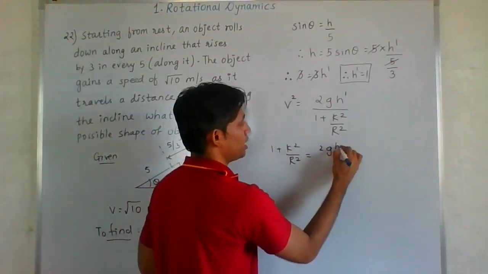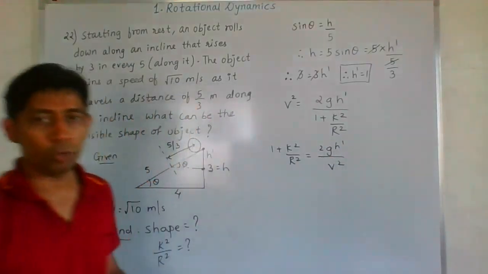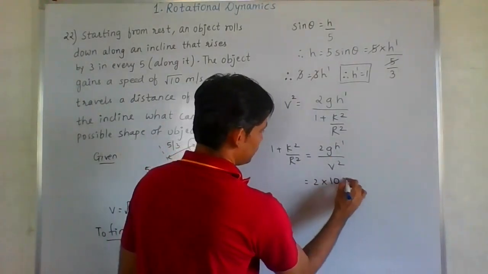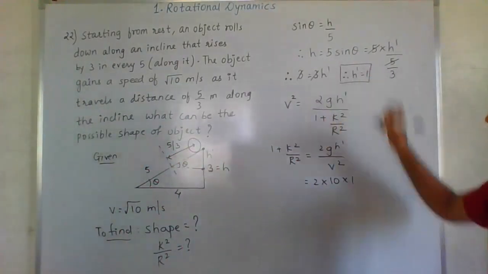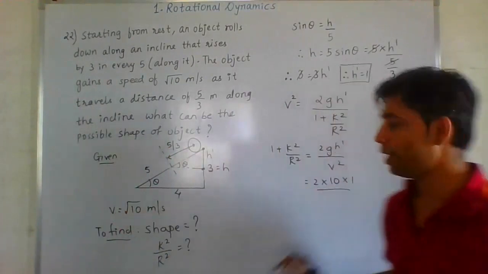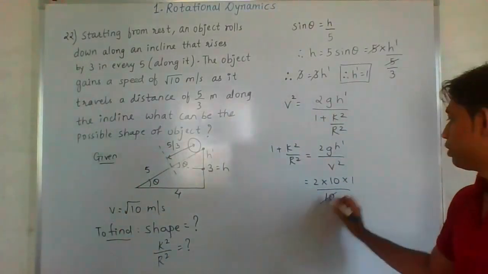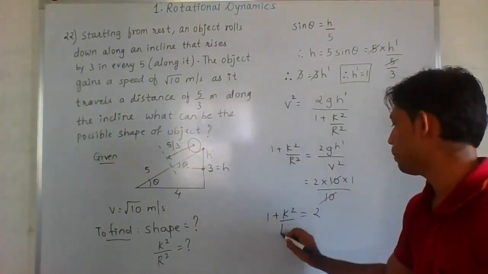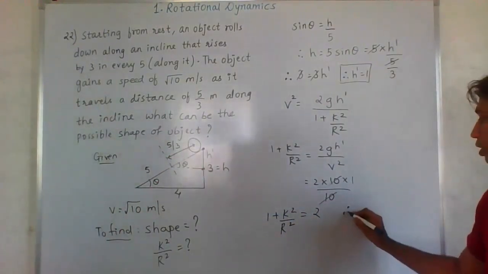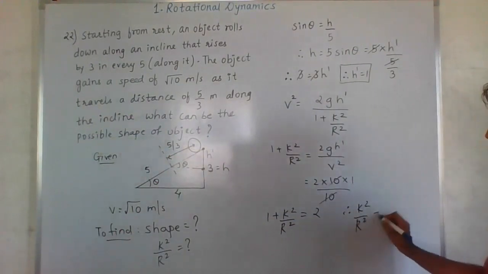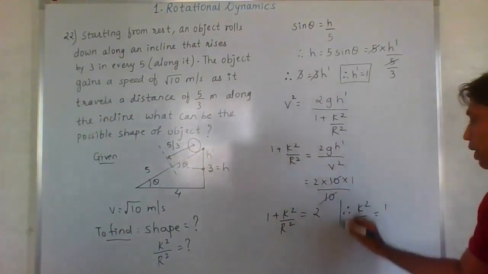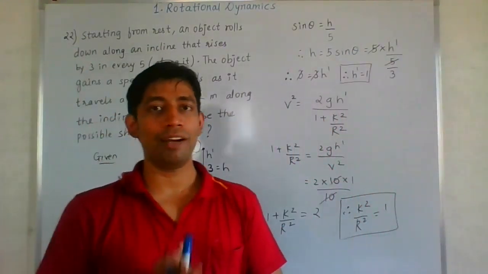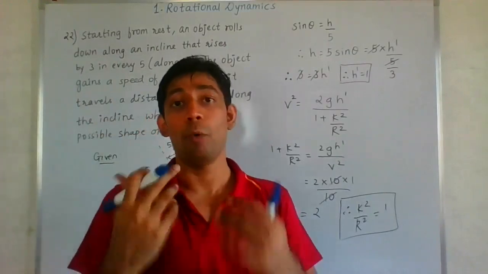1 plus k square by r square is equal to 2g h dash upon v square. I hope you are not confused, we just have to substitute values. So 2 into 10 into h dash, we got 1, upon v square. Squaring it, this also becomes 10. We got this cancelled, here 2 is left, 1 plus k square by r square. So therefore, k square by r square is equal to 2 minus 1. That is 1. So we have understood that we can find the value of k square by r square, which tells us the moment of inertia.